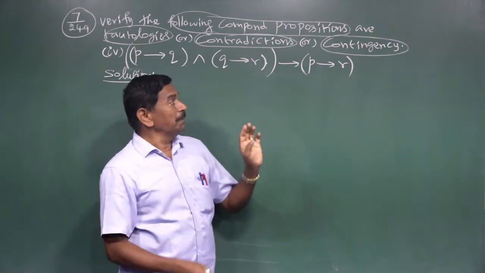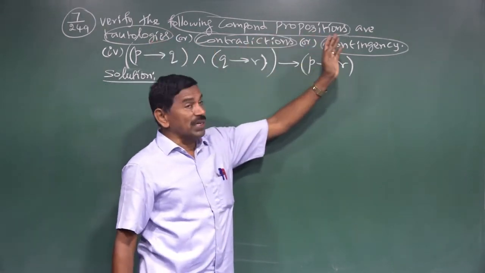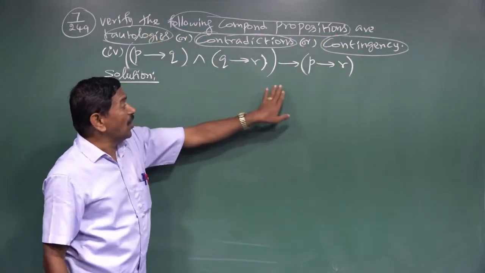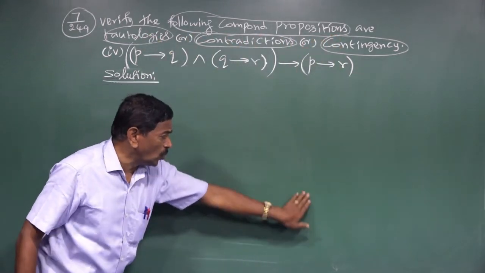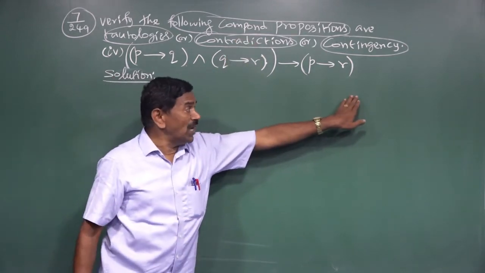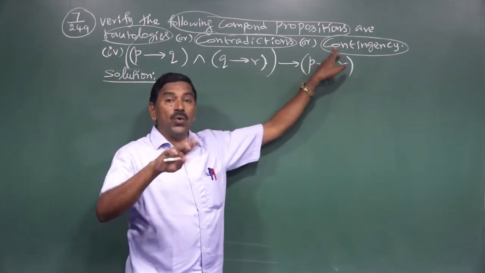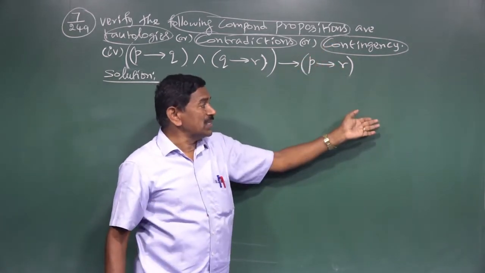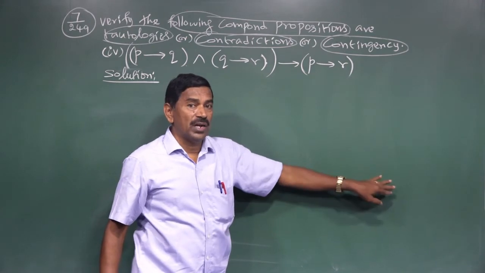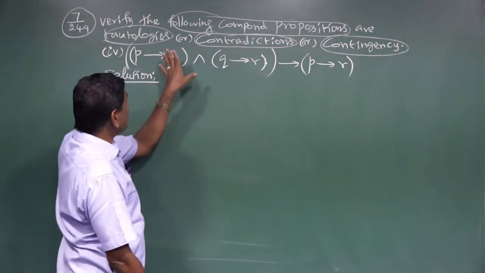Listen again. Identify whether it is a tautology, contradiction or contingency. Tautology means the last column is fully true, true, true, true, true. Contradiction means the last column is fully false, false, false, false, false. And contingency means true and false are mixed: true, false, false, true, true, true, false, likewise. Now listen to the question.